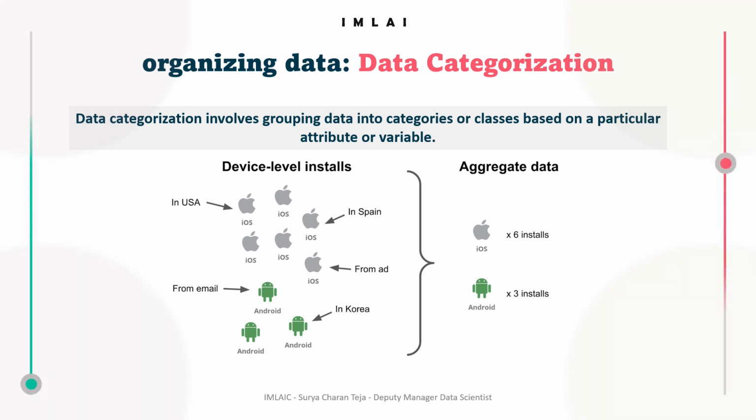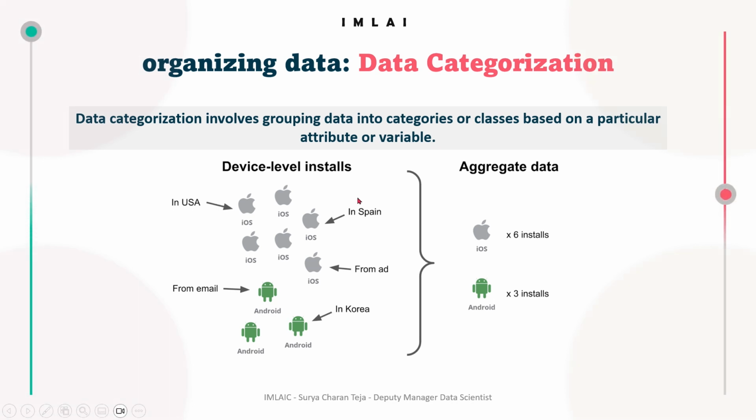It could be sales data: aggregating the sales data based on region, based on state, based on product, based on country, or aggregating the number of products sold based on region, state, channel, or your outlets. This is what is called data categorization.